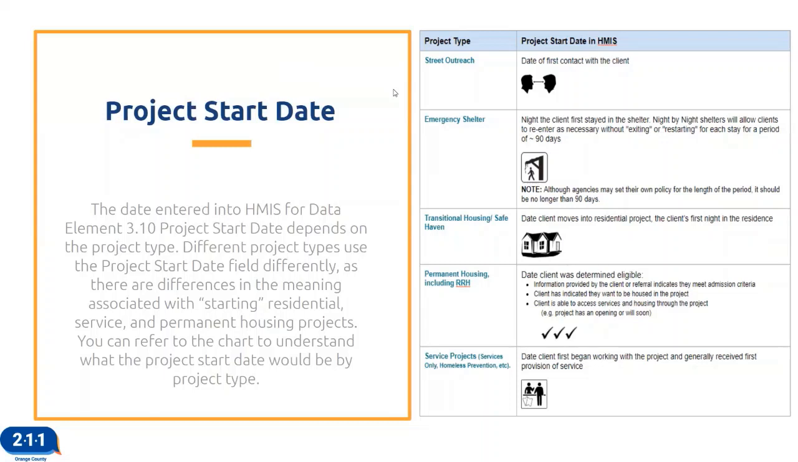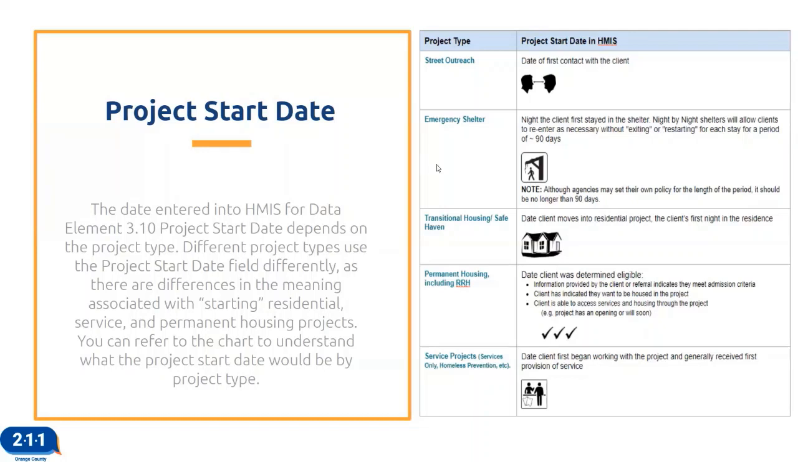Night-by-night shelters will allow clients to re-enter as necessary without exiting or restarting the client for each stay for a period of approximately 90 days. Although agencies may set their own policy for the length of the period, it should not exceed 90 days. For transitional housing or safe haven projects, the date the client moves into the residential project, or the client's first night in the residence, would be their project start date.